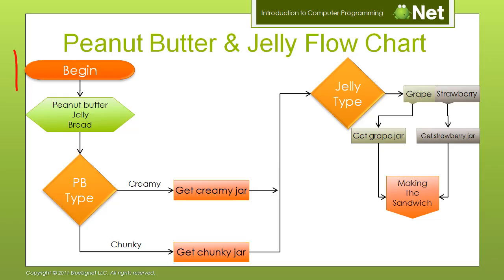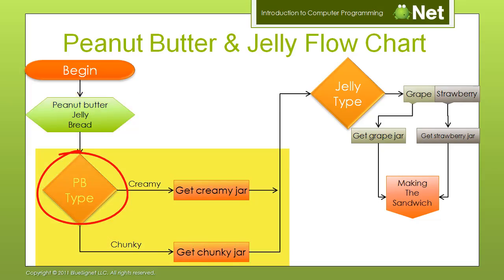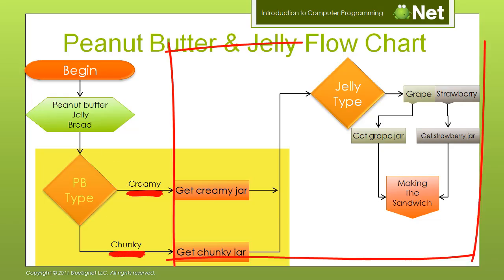I'll start here with our Terminator symbol, which designates this is where we begin. The next thing that we need are our pre-qualifiers. I need to know that I have peanut butter, I need jelly, and I need bread in order to make this sandwich. Next, we move into a decision. What type of peanut butter do I want? Do I want creamy peanut butter or do I want chunky peanut butter? Depending on that decision, the outcome will be different. It's a chunky one or it's a creamy one.